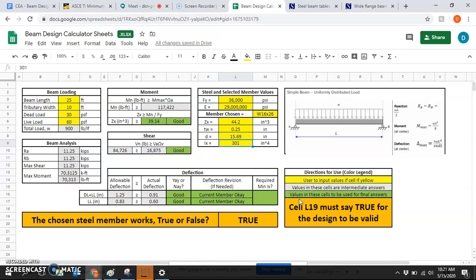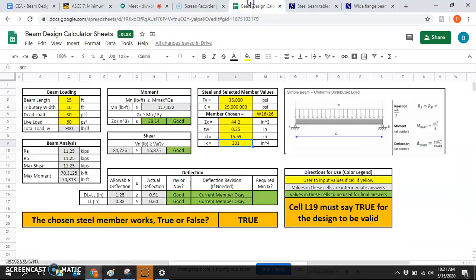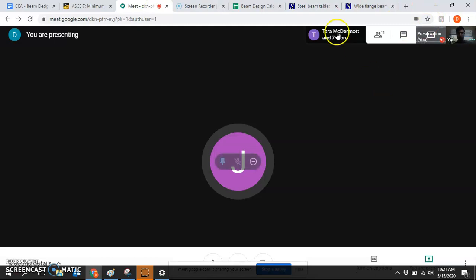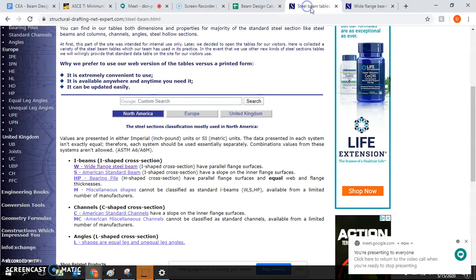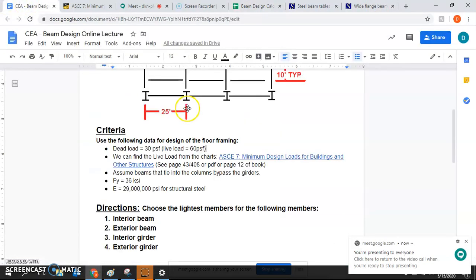Okay, so now we've done the interior beam. Are there any questions at this time? Okay, I'll take that as no questions. So then you would screenshot that and then pop it in there.